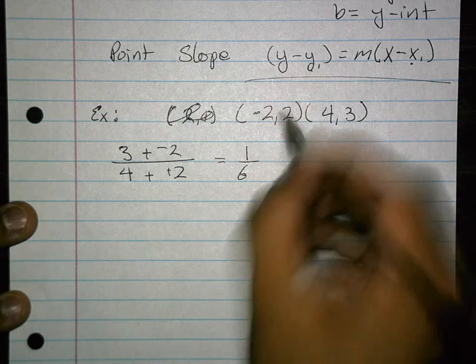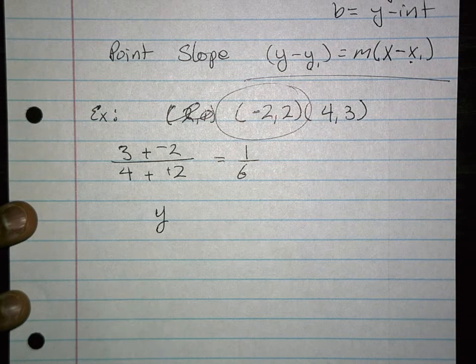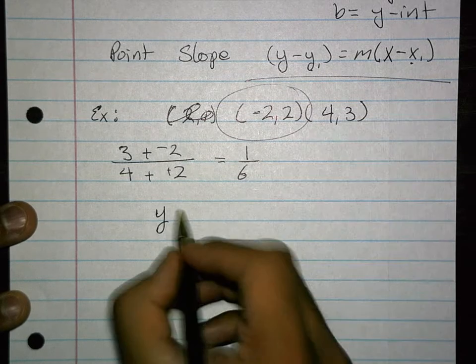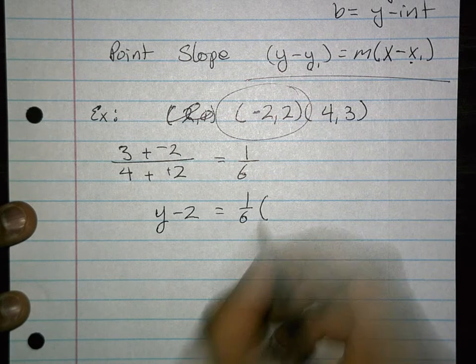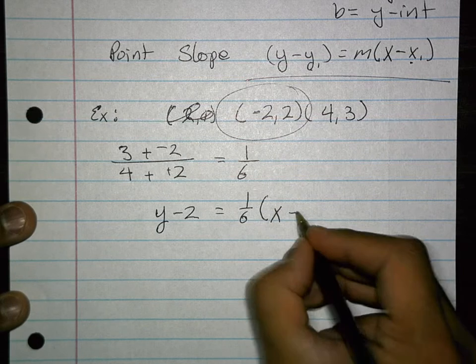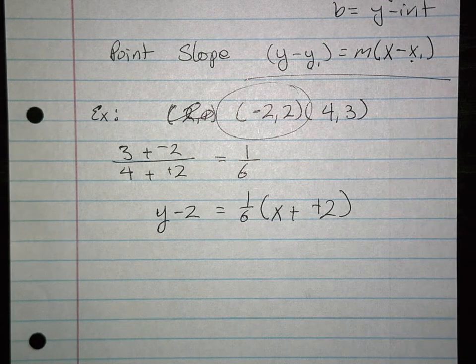So I'm going to go ahead and pick this one, and I'm going to say y minus the y coordinate equals 1/6 times x minus the x coordinate, and it's negative 2, so it's going to be plus 2. Okay. And then I would go ahead and distribute and solve from there. Solve for y.